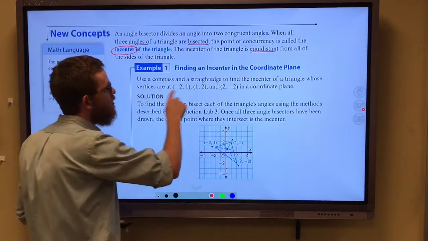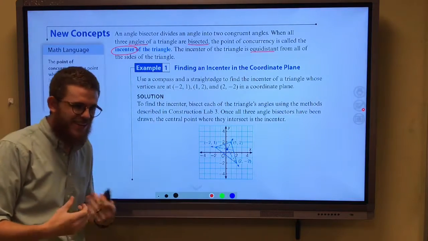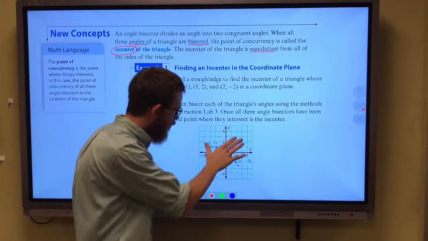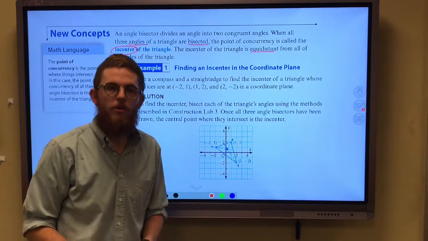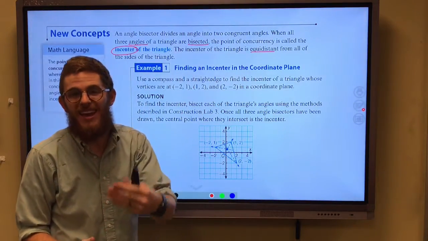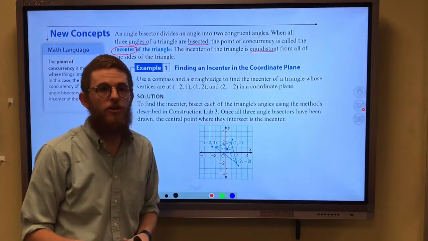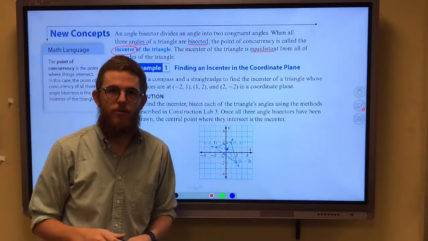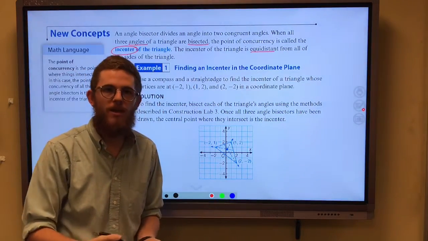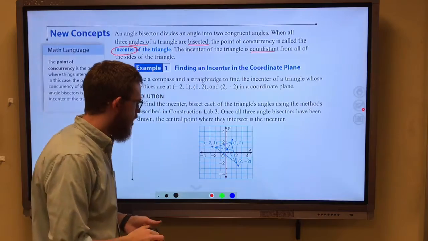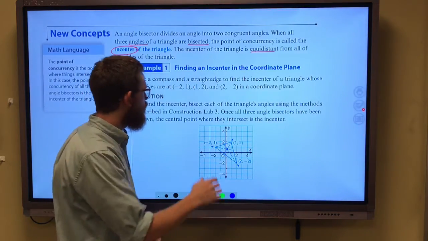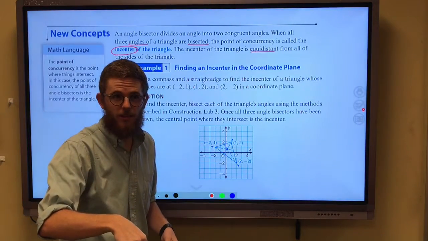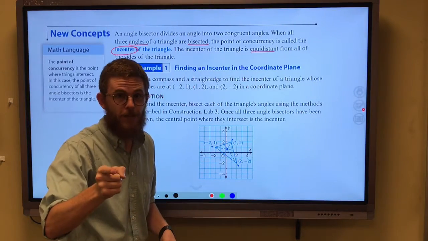So here it says use a compass and a straight edge to find the incenter of this triangle. Now to save us some time, I already have the triangle up here on the board, but if you don't remember how to find an angle bisector, you need to go back and watch Construction Lab 3, which shows us how to construct an angle bisector using a compass and a straight edge. You should have the link down there in the description. You can click that.